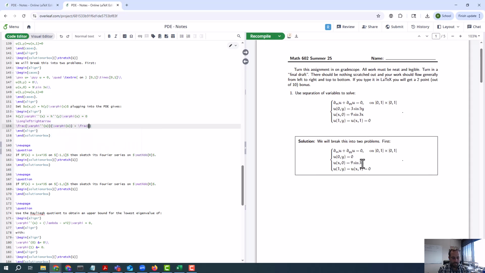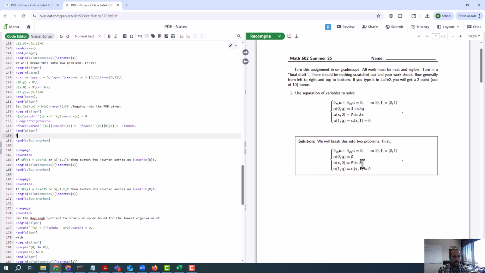Plus, this is going to be equal to 0. Now, if the sum of two things is equal to 0, it means they're just equal to minus each other. So we're going to have that a function of x equals a function of y. This must equal some constant, which we're going to call minus lambda.